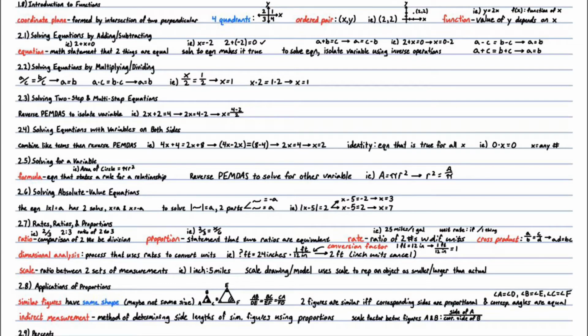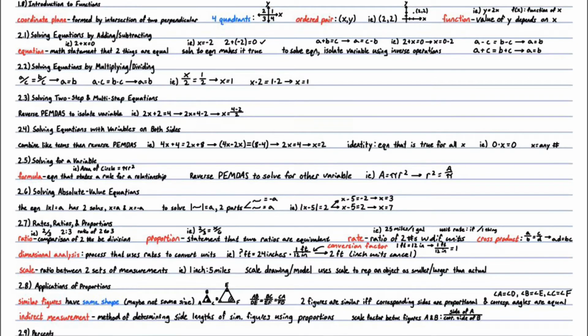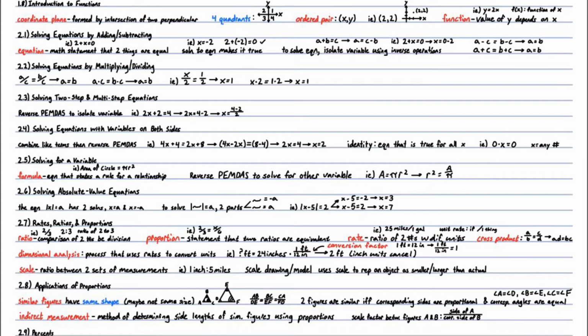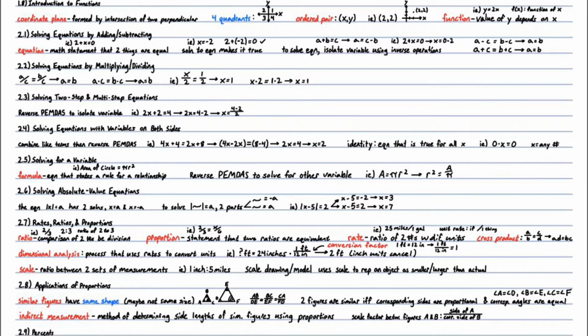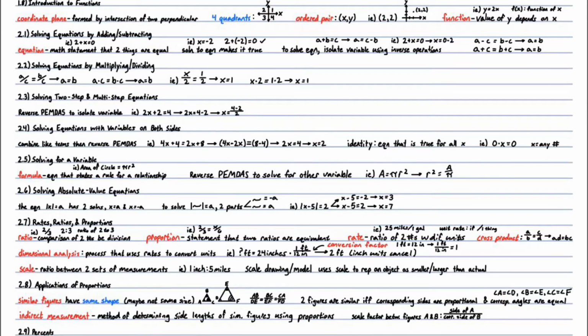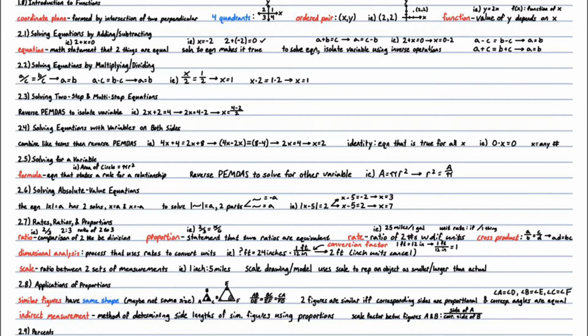Solving equations by multiplying and dividing. Both sides of an equation can be multiplied or divided by a number c, resulting in an equivalent equation. Solving equations with variables on both sides. Combine like terms, then reverse parentheses to solve for isolate variable.